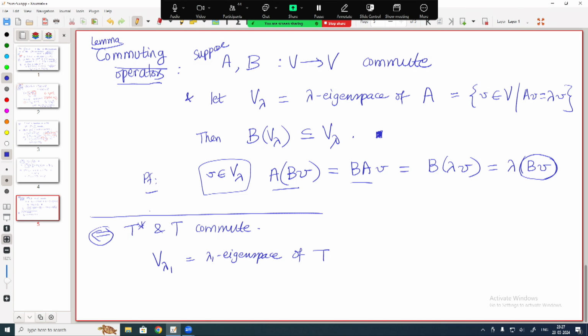Okay. Now, suppose we use this lemma, then what does it tell us? I know that I have a commuting operator. T star leaves that subspace invariant, right. T star of V lambda 1 is a subset of V lambda 1. T star leaves that space invariant, and now we are in business, because what does that tell us? If T star leaves a space invariant, T leaves its perp invariant.